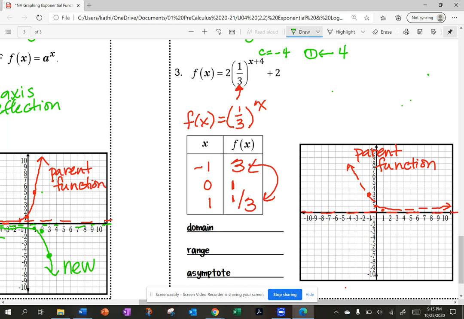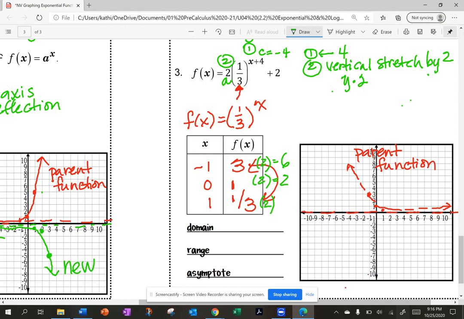Next, I come down in front of the exponent. So this is my a value, which is a vertical stretch by 2. So that means I want to take y times 2. Whatever y is times 2. So 3 times 2 is 6. 1 times 2 is 2. And 1/3 times 2 is 2/3. So I keep my x value the same, but my y values change.